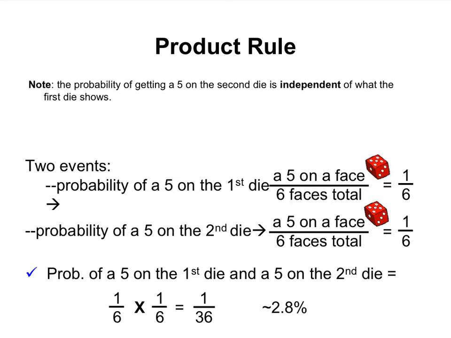And here's the math of it. There's 1/6 chance of getting a 5 on one die. There's 1/6 chance of getting a 5 on the other die. You multiply those two together because you're looking at and. What are the chances of these two happening together? You get 1 out of 36. And if you take 1 divided by 36 and multiply it times 100, you get about 2.8%. That is your product rule.